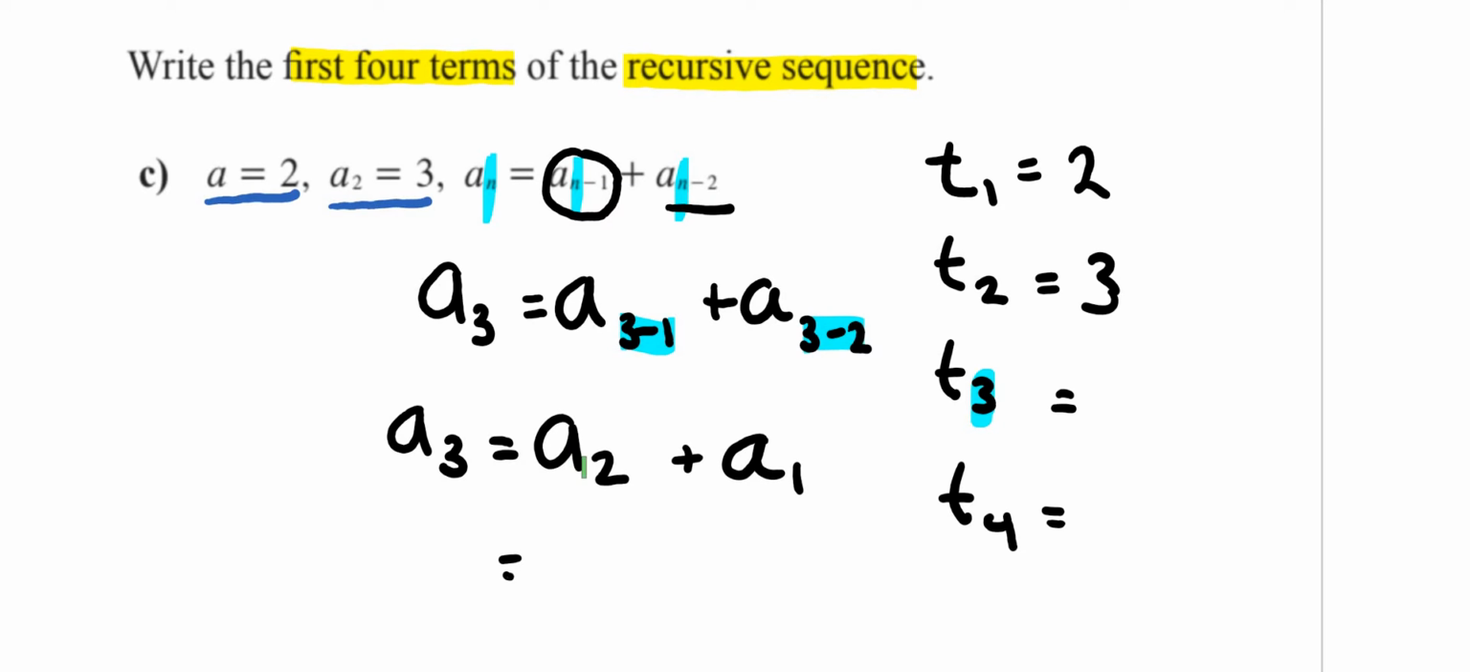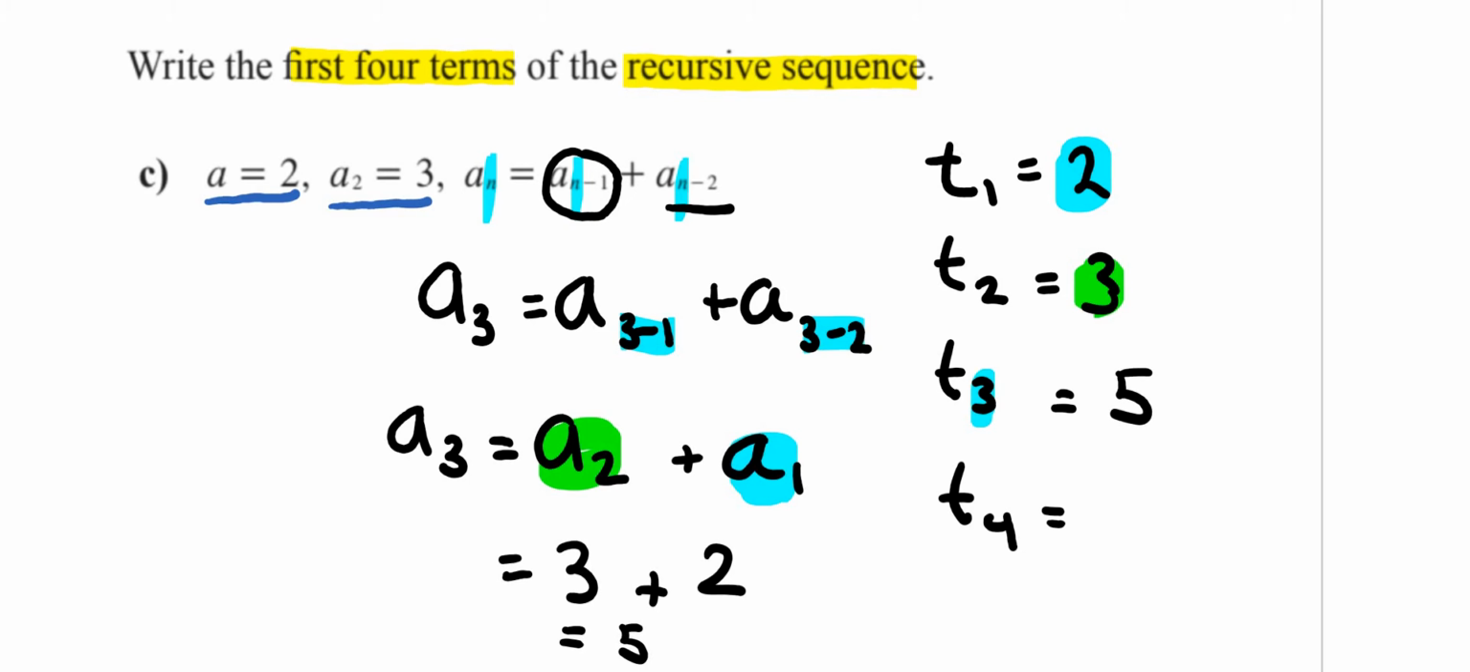So what is my second term here? My second term has a value of 3. So that's going to be 3 plus, and then what is the value of my first term? Well, the value of my first term is 2, so 3 plus 2 is going to be 5. So my third term has a value of 5.